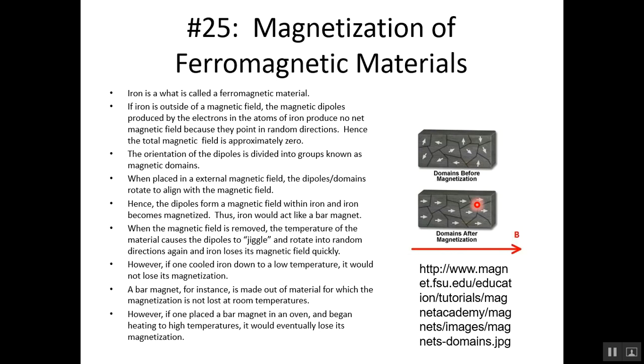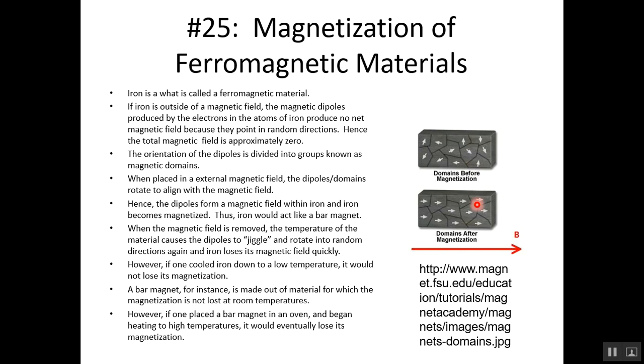So you could try this if you wanted to. If you take a magnet and you stick it into an oven, and you put it on like 500 degrees for a few minutes and take it out, it's not going to be the same magnet. It might still be magnetic, but it's not going to be as much as it was before, and it might lose its magnetism completely and not be a magnet at all anymore.